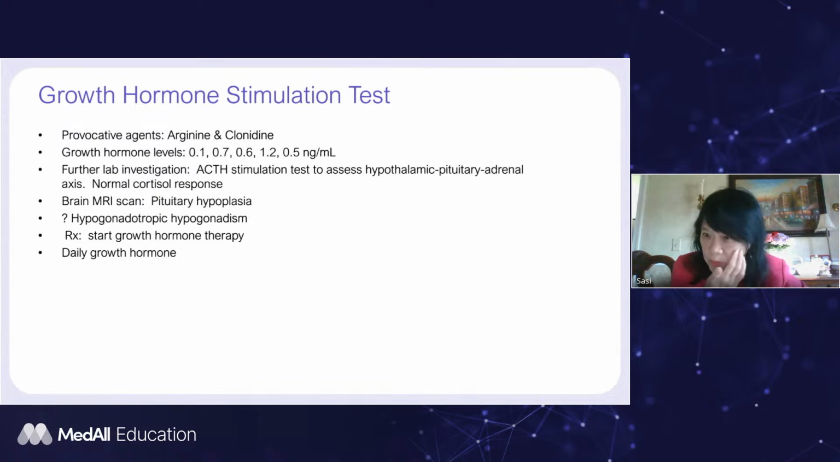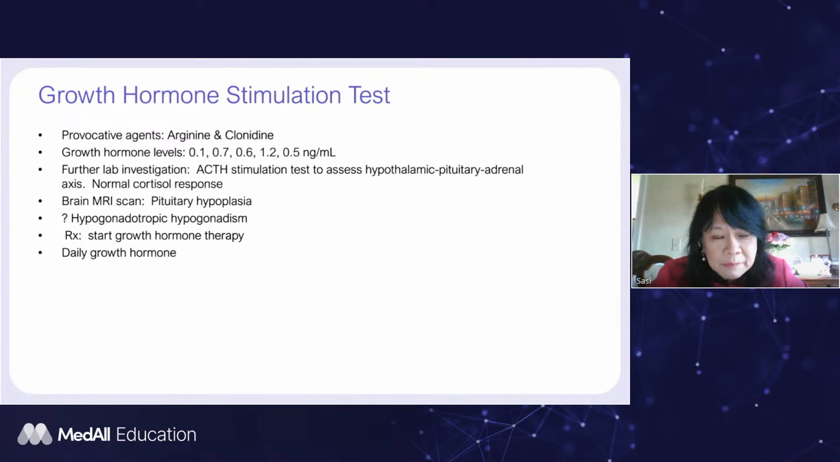The cutoff of growth hormone levels on the growth hormone stimulation test can be less than 7 or less than 10. In the US, we use cutoff less than 10 to make a diagnosis of growth hormone deficiency. And in this patient, his levels are extremely low. So he may have complete growth hormone deficiency.